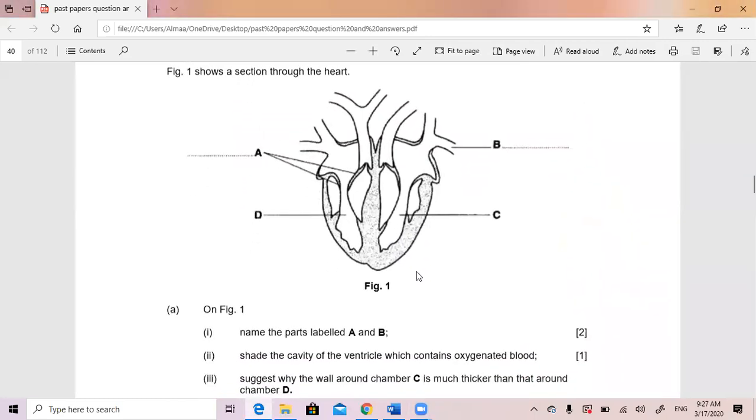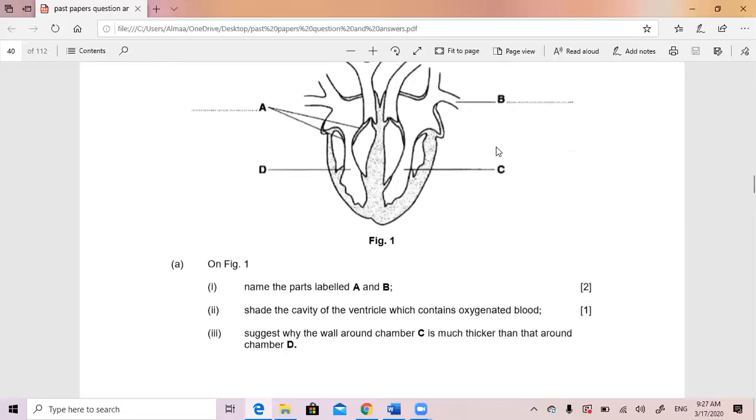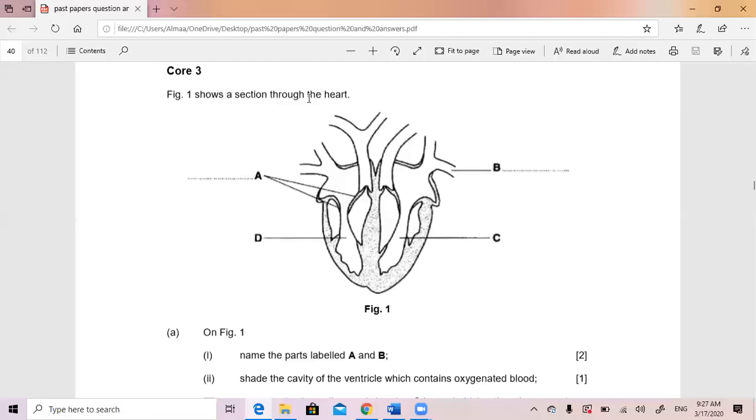This is a section through the heart. Remember the heart? That is a section through the heart. I want the students to take part with me. Name the parts labeled A and B. What is A here? What is B? Who can answer? I will give you the line now. Who can answer A and B? Salman also?